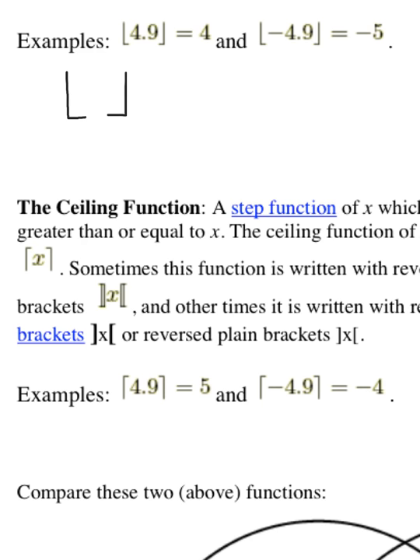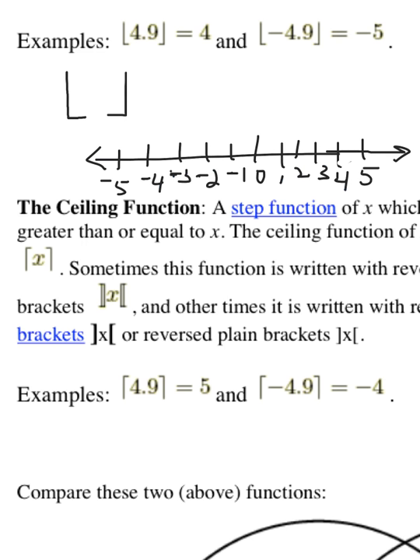So let's look at a number line. If my value for my floor function is at 4.9, I'm going to round down to 4. And if my value is at -4.9, I'm going to round down to -5. So you see on the number line how this works. If it's a floor function, round down to the next integer.